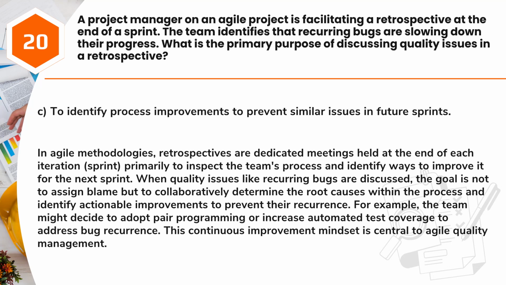When quality issues like recurring bugs are discussed, the goal is not to assign blame but to collaboratively determine the root causes within the process and identify actionable improvements to prevent their recurrence. For example, the team might decide to adopt pair programming or increase automated test coverage to address bug recurrence. This continuous improvement mindset is central to Agile quality management.